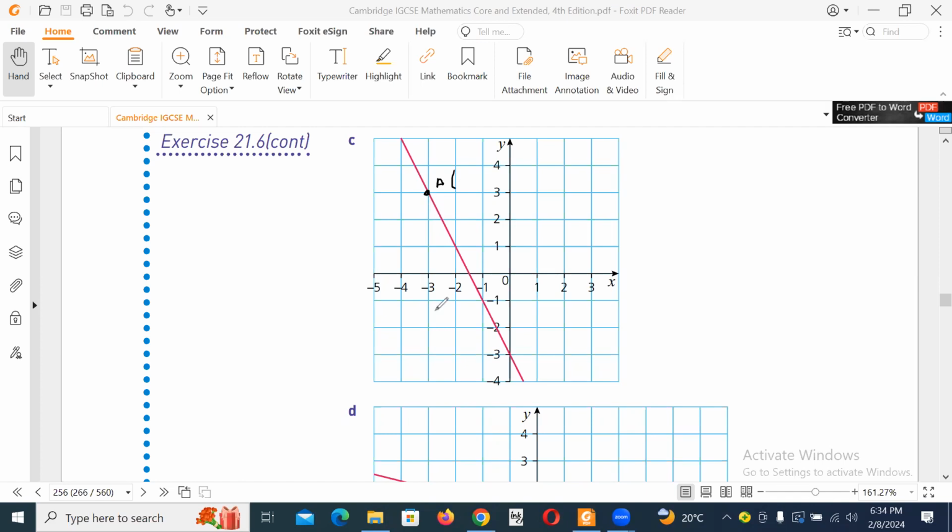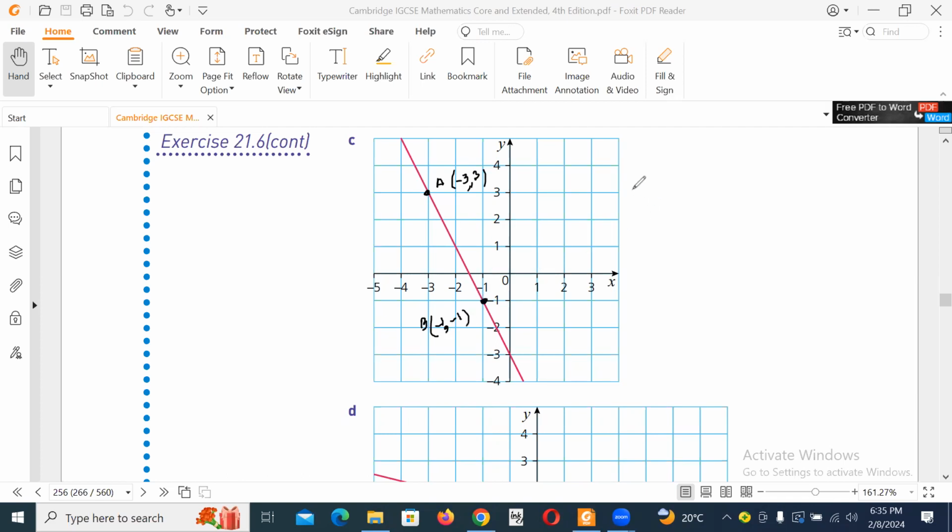Let's suppose this point is A and it is -3 and 3 units up. It's better we choose integers, like whole numbers. That would be easy for us to find out the gradient. For example, I'm choosing this one. This is point B and it is -1, and down is also -1.